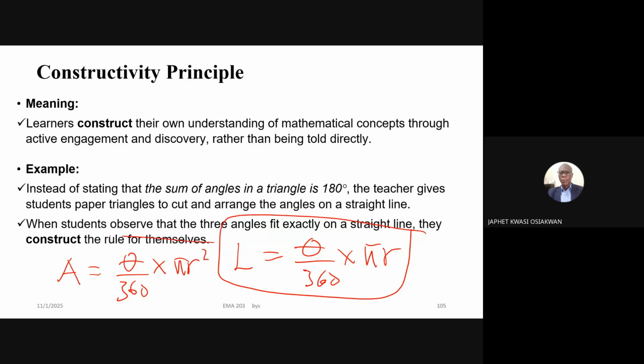So please keep these ones. You are not showing them to me, but you make sure you can get activities that you take your children through to come out with these formulas. I'll ask you to give account of that. Thank you.